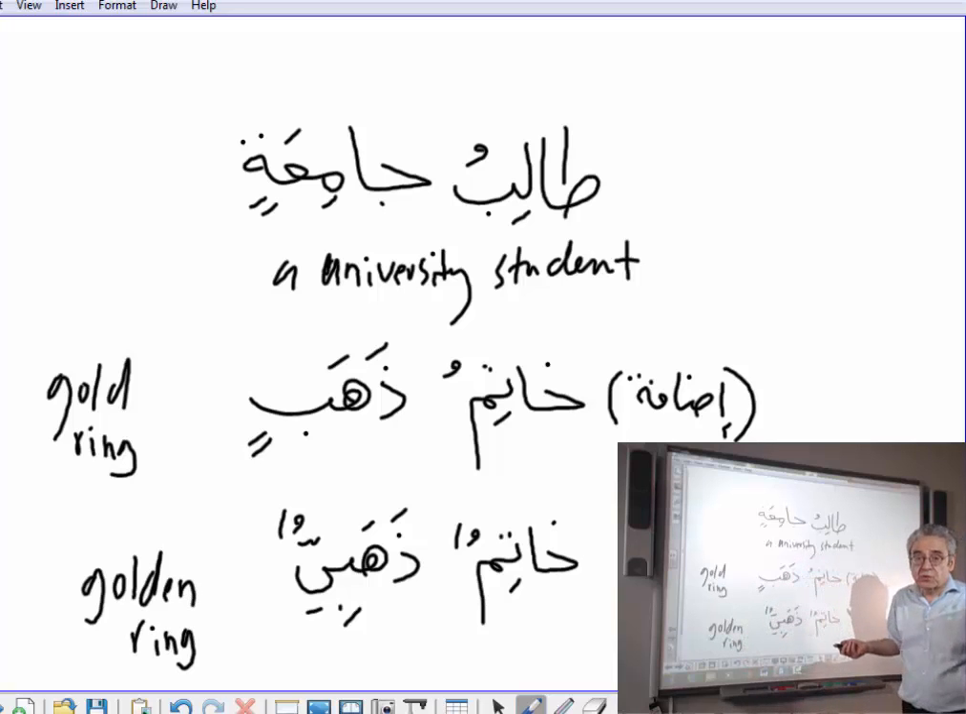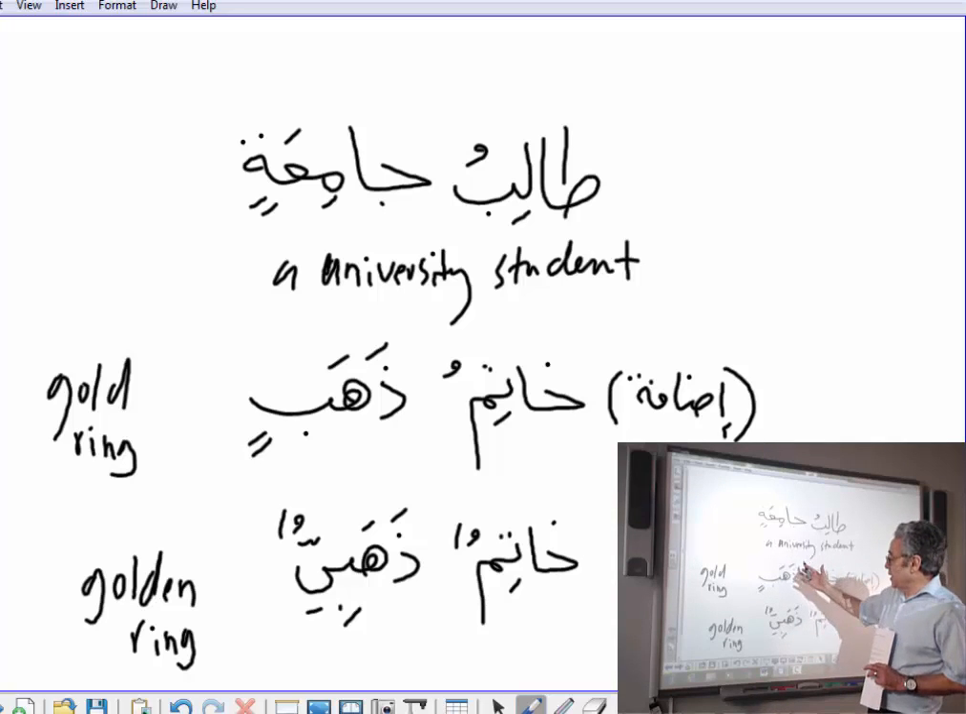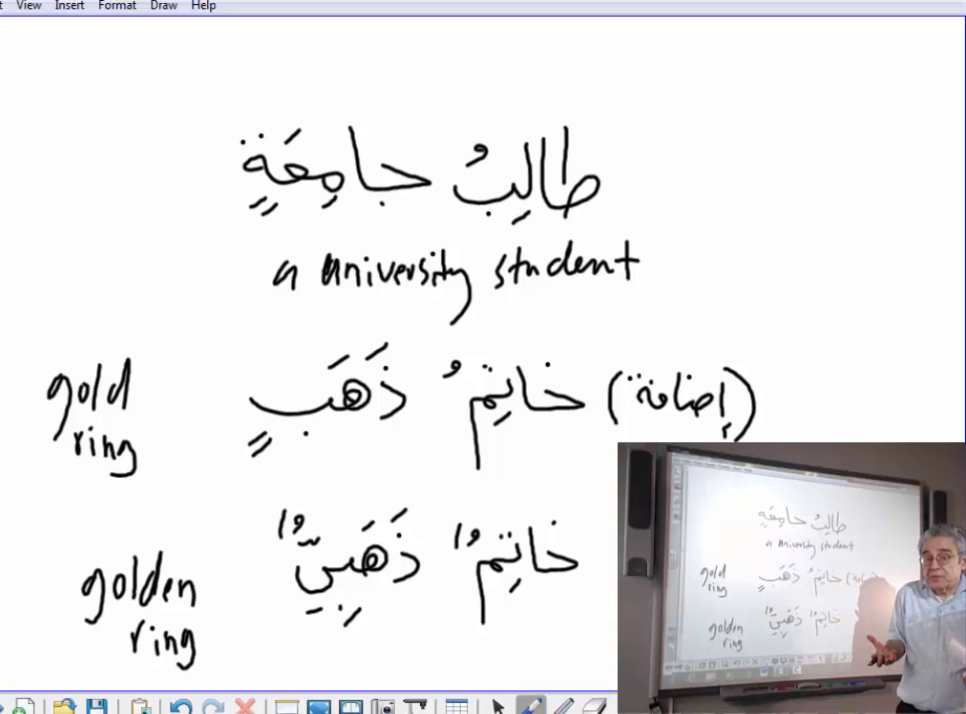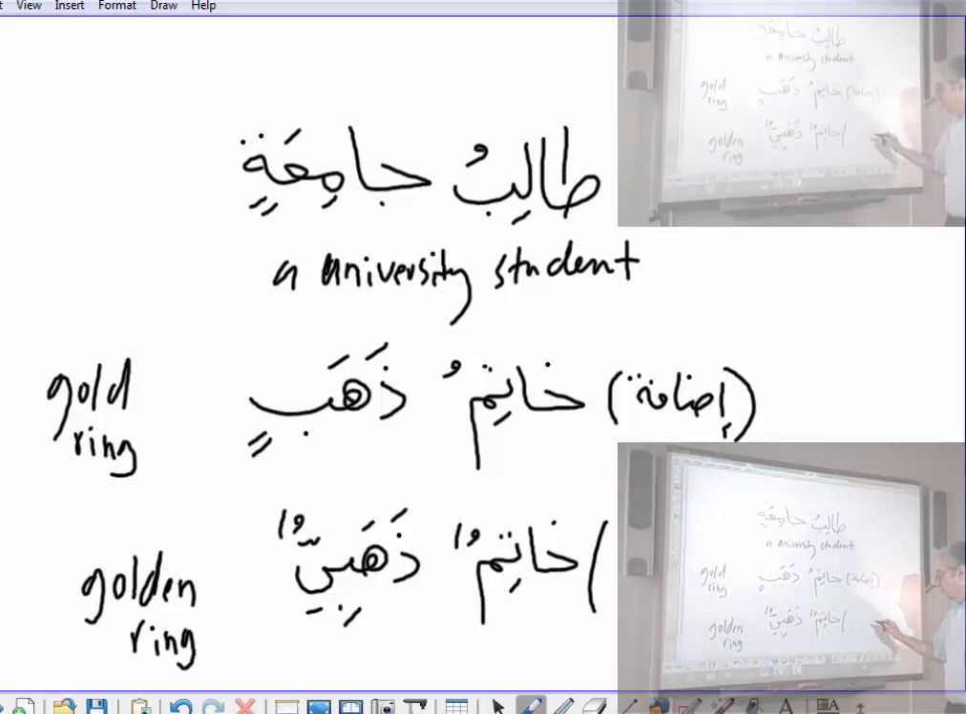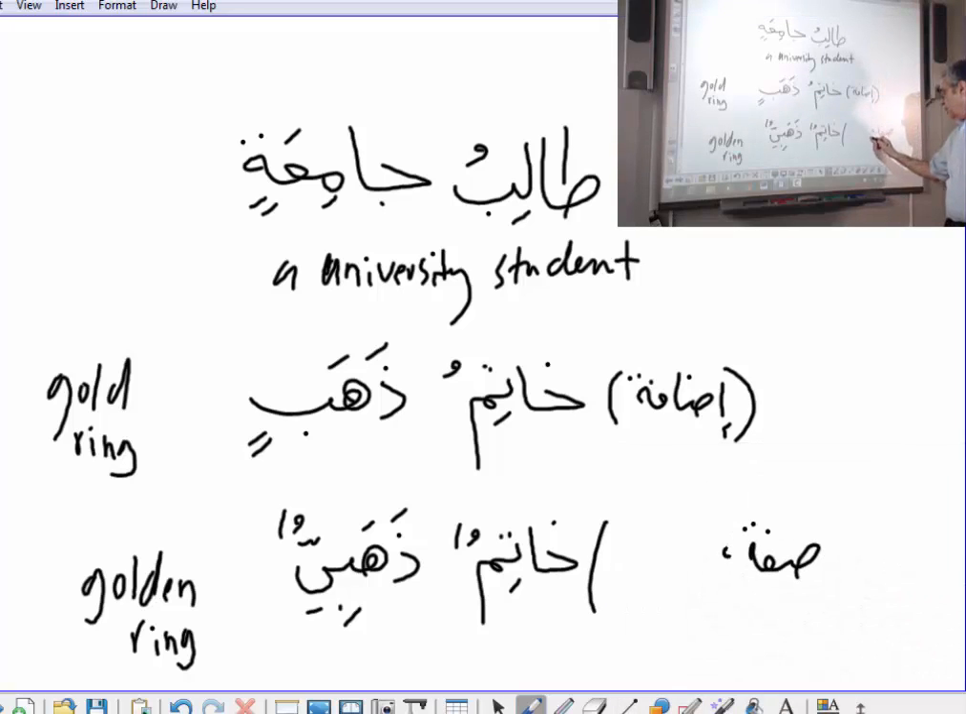Of course, maybe خاتم ذهبي is not necessarily made of gold, maybe just polished with gold. While when I say khatimu dhahabin, it means it is made of gold. While here it could be just the shape, or it looks like gold. Khatimun dhahabi. So you have two uses. Khatimu dhahabin, or simply khatim dhahab, that is idafa, while here we call it sifa wa mawsuf, or simply noun adjective phrase.